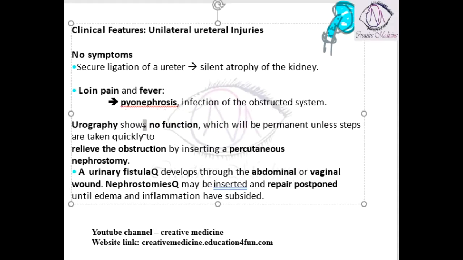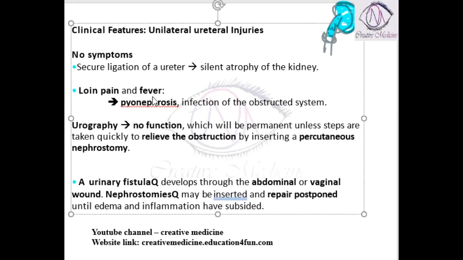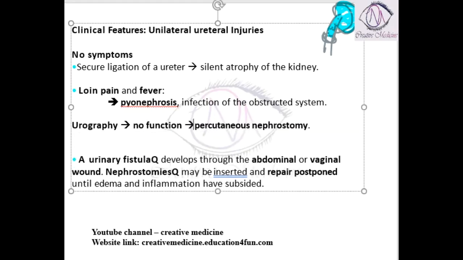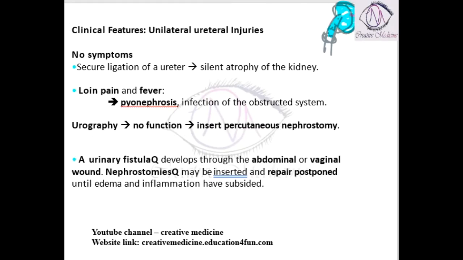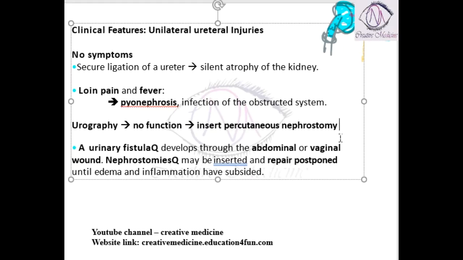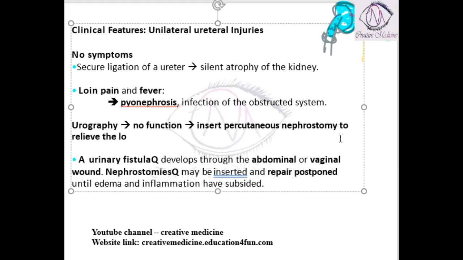Okay, if there is pyonephrosis, then what do you do? You should do a urography. If urography shows no function, then you should insert a percutaneous nephrostomy. So already there is hydronephrosis. Now if you insert a percutaneous nephrostomy through the skin into the renal pelvis, all the fluid will get drained through the nephrostomy to the outside, so the pressure will be relieved, and thus at least the remaining kidney can be saved from pressure atrophy. So this insertion of percutaneous nephrostomy is done mainly to relieve the obstruction.